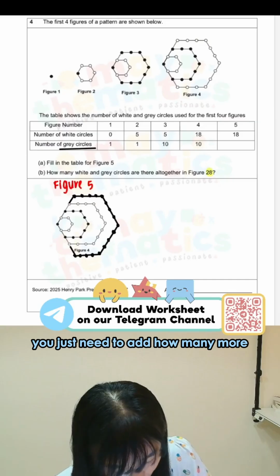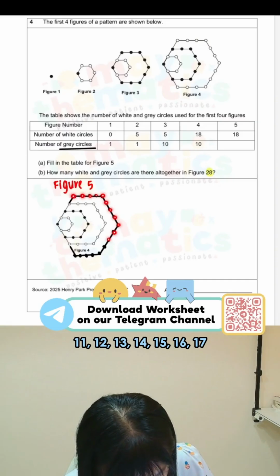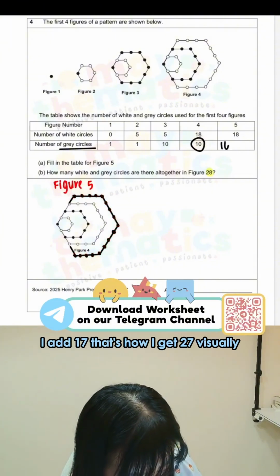You just need to add how many more? Just go and count. 1, 2, 3, 4, 5, 6, 7, 8, 9, 10, 11, 12, 13, 14, 15, 16, 17. So from the previous one which is 10, I add 17. That's how I get 27 visually.